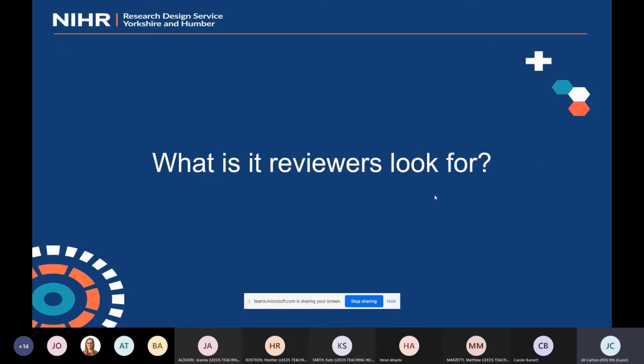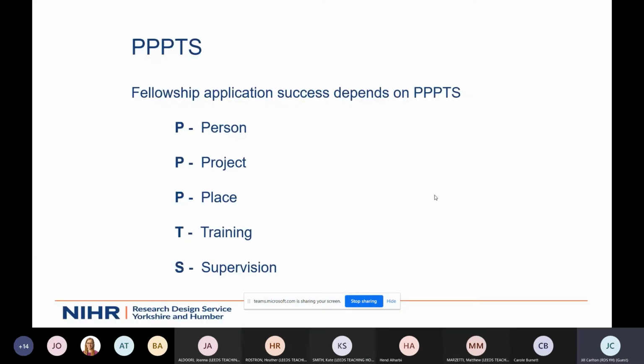So what is it that reviewers look for? Well, some of you may have heard of this already, but really reviewers follow a pretty standard approach when they're considering fellowship applications, in that they look at the PPPTS. So that's the person, the project, the place, the training and the supervision.